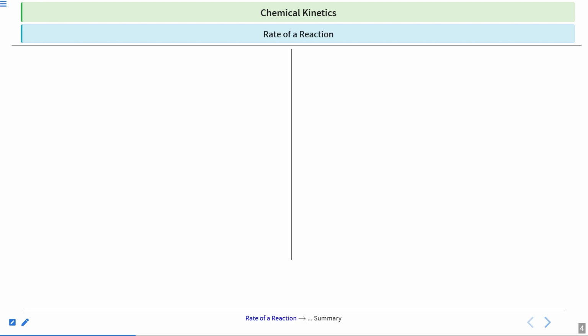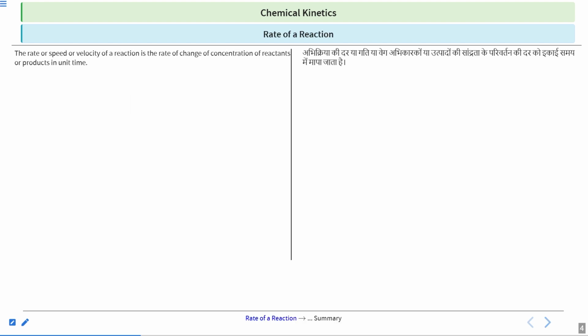So first of all, let us study about the rate of a reaction. So what is the rate of a reaction? Basically, you can think of it as similar to the rate or speed which you have studied in physics. You must have studied how to calculate the speed of a moving object. Similar to that, we try to analyze the reaction with their speed or rate or velocity. This is called the speed or rate of reaction.